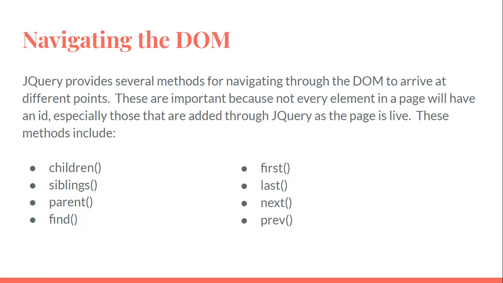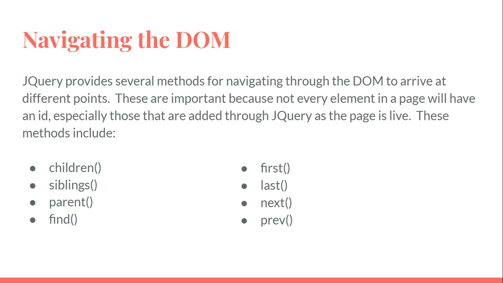All right. So now we're going to talk about navigating the DOM. There's several different methods that we can use. You'll see them listed below. They are children, siblings, parent, find, first, last, next, and prev. So while the page is live, this allows me to enter the document and kind of move around.